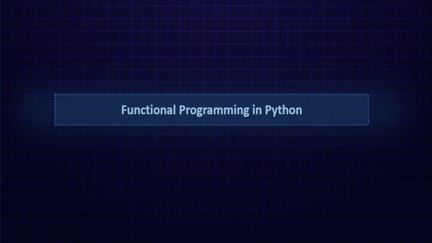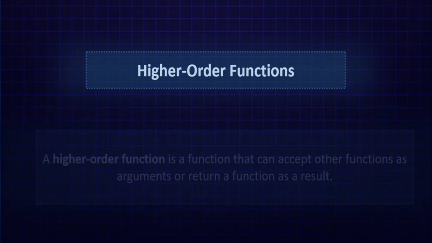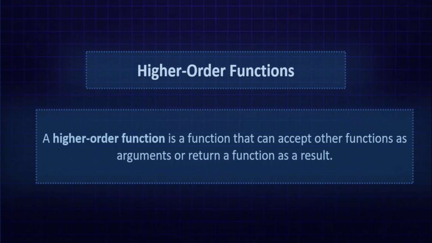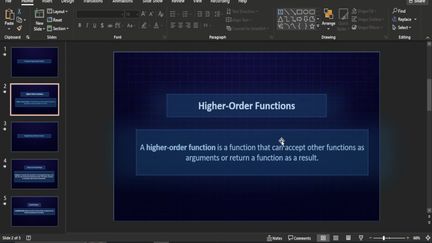So let's get started. What is a higher order function in Python? Basically, a higher order function is a function that can accept another function as an argument or return a function as a result.